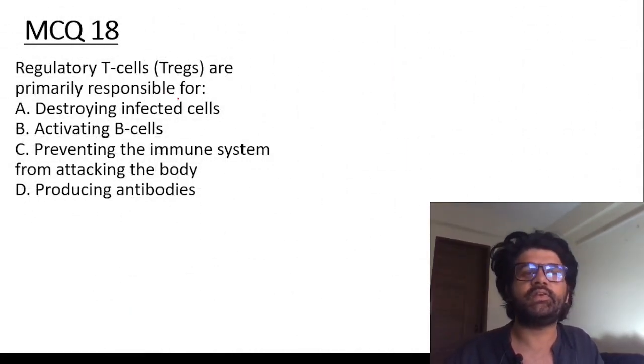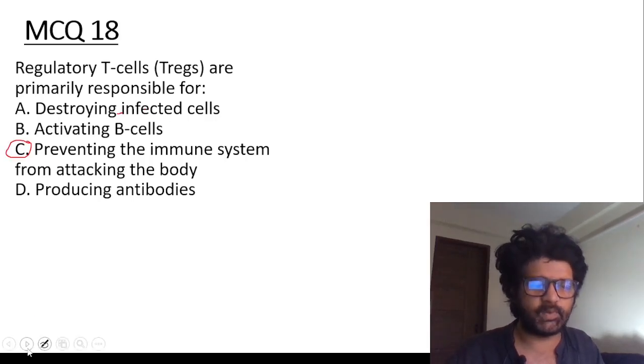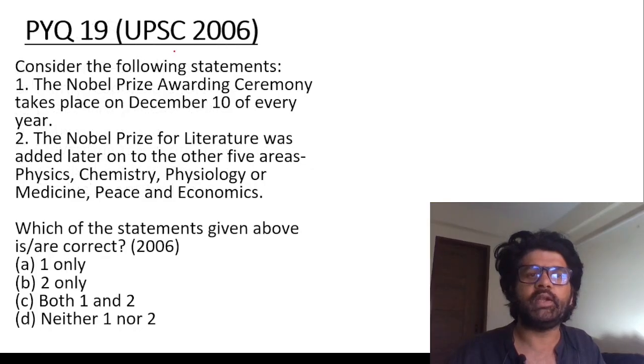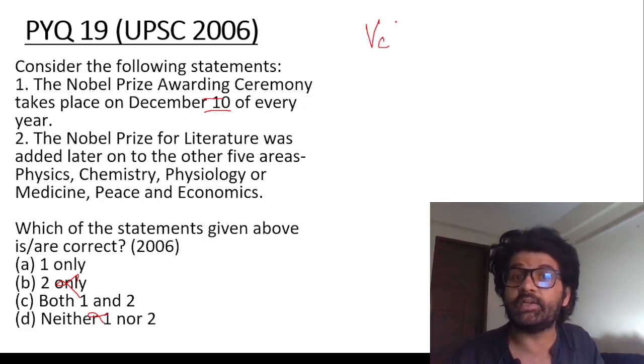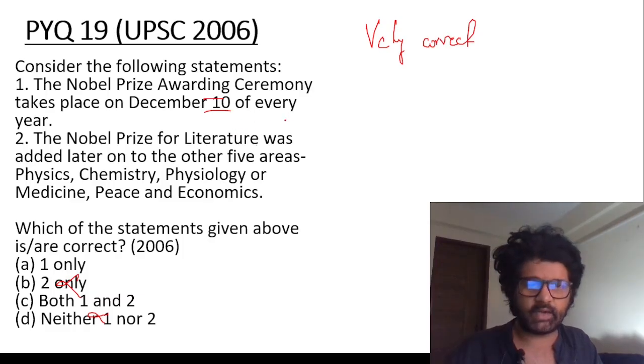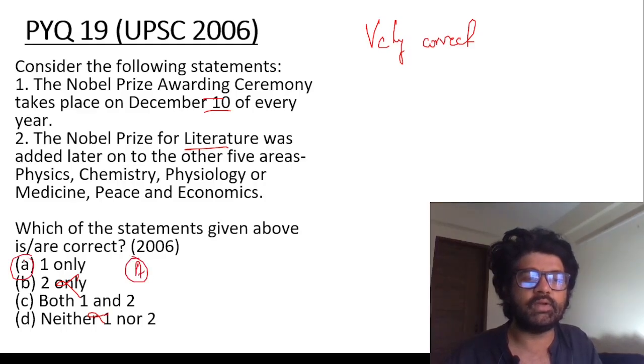Regulatory T cells, Tregs, are primarily responsible for preventing the immune system from attacking the body. PYQ 19, UPSC 2006: Nobel Prize, December 10. Very correct. Guys, the Nobel Prize for Economics was added later, not literature. So the second statement is wrong, and the answer is A, one only.